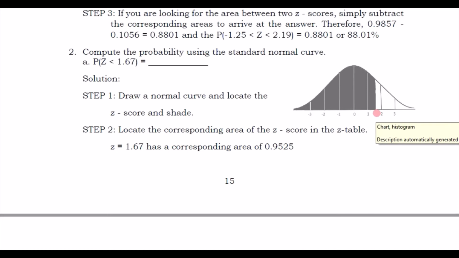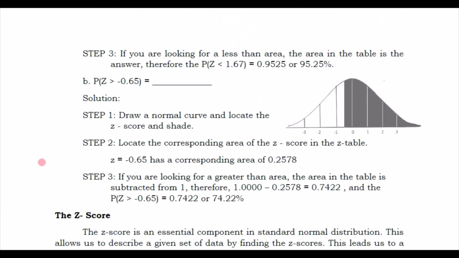So, all you have to do is to get the value of 1.67 doon sa table. Okay? So, dito, ang sabi, ang makukuha daw yan na corresponding area is 0.9525. Okay? So, letter B, the probability of Z is greater than negative 0.65. Okay? Negative 0.65. So, from negative 0.65, ang hahanapin natin ay, sabi dito, ay greater than Z. So, mas mataas daw sa 0.65. So, yun yung area na hahanapin natin o susukatin natin.